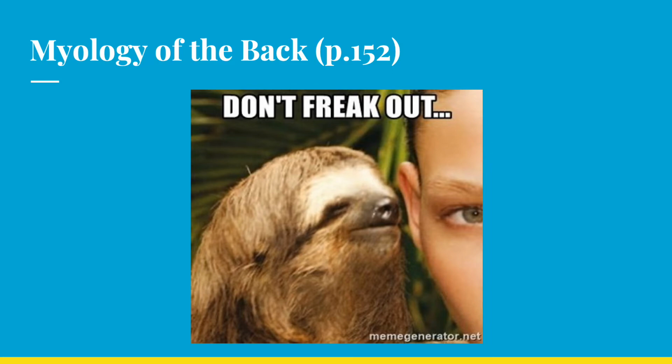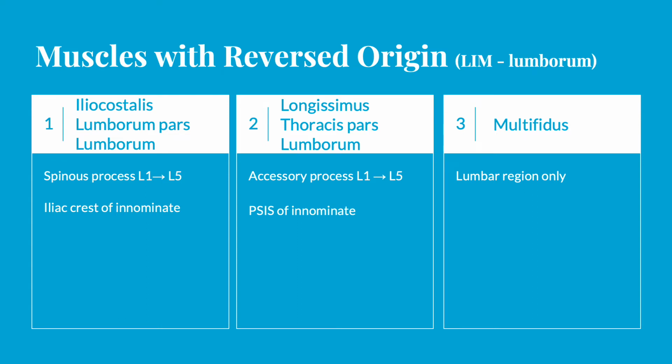So this is key: knowing the muscles with reversed origins. This is one he likes to ask as a fill in the blank all the time. So we came up with this little mnemonic. It's not that catchy, but it does the trick. LIM, limb, lumborum. These are the three muscles that have reverse origins.